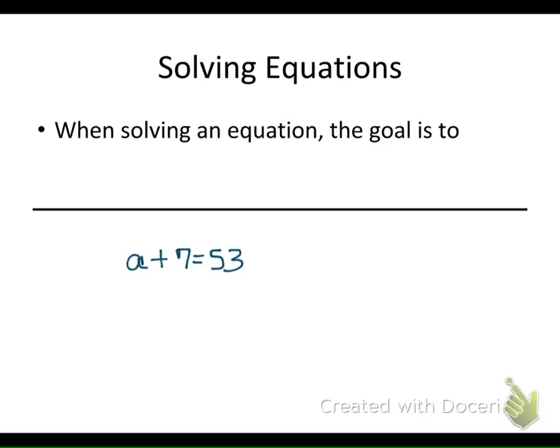But in order to do that, what's the very first step I have to do here? You are going to subtract 7. But by subtracting 7, what do you get by itself on this side? Yeah, the variable. So when solving an equation, the goal is to get the variable by itself. On that line, write: get the variable by itself.